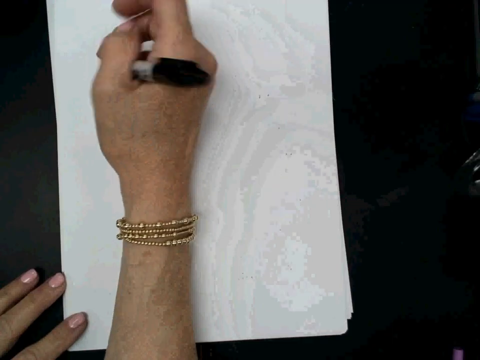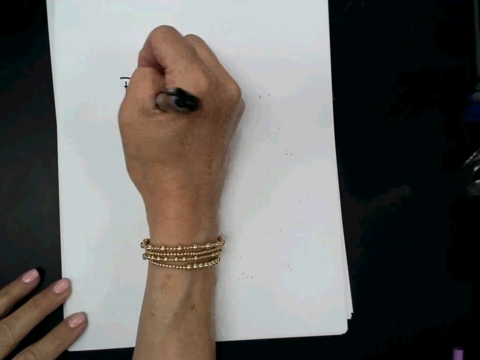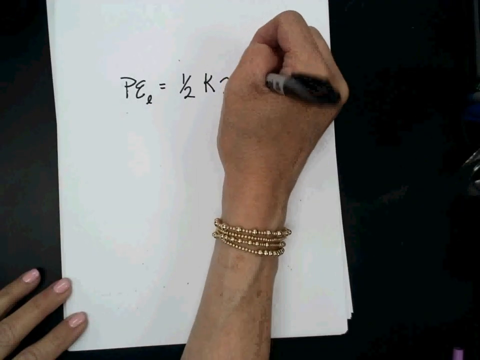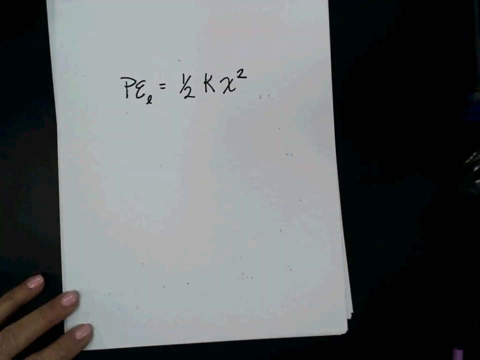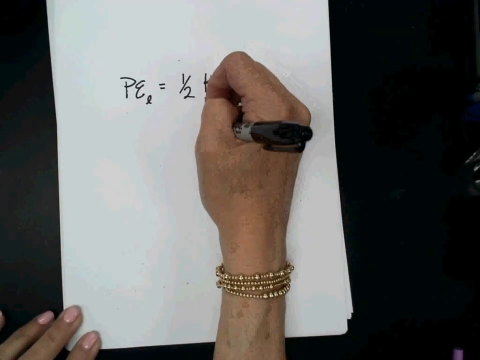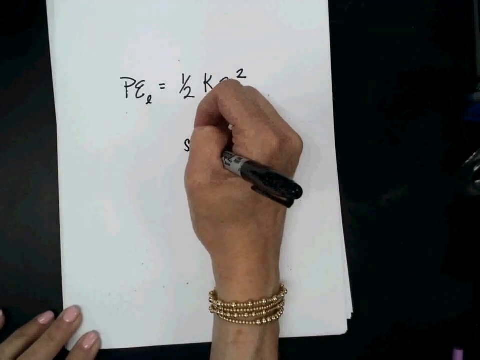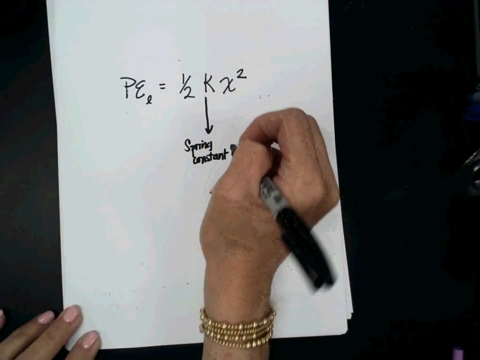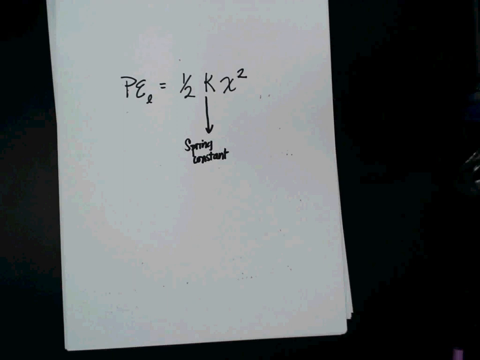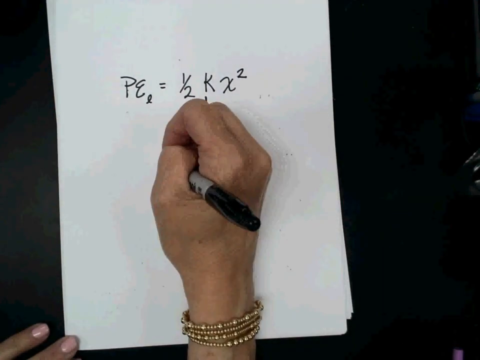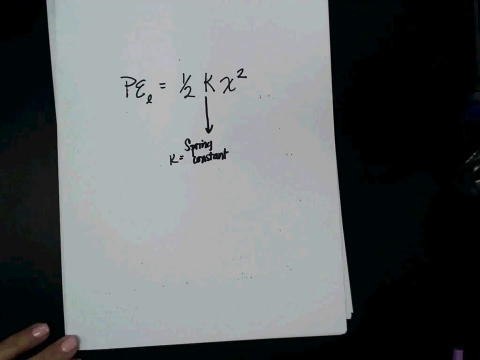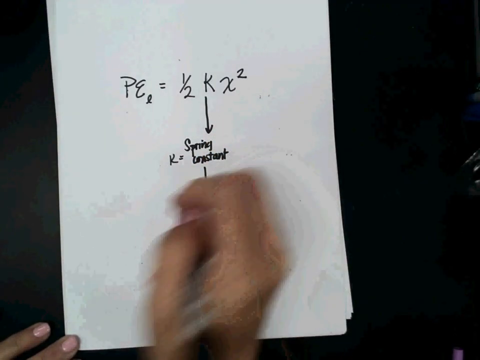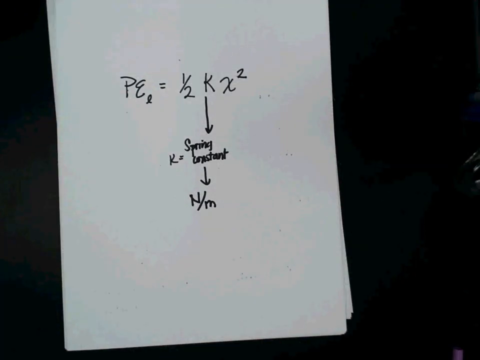The formula looks like this. PE elastic equals 1/2 kx squared. Where K is called the spring constant. It's like the toughness or the difficulty of stretching something. It is measured in newtons per meter, so it's force per meter, or force per unit.